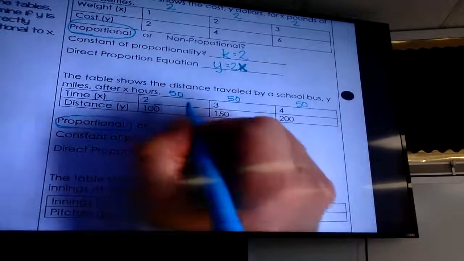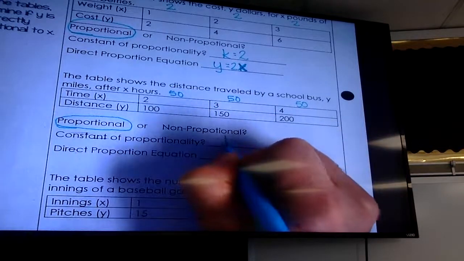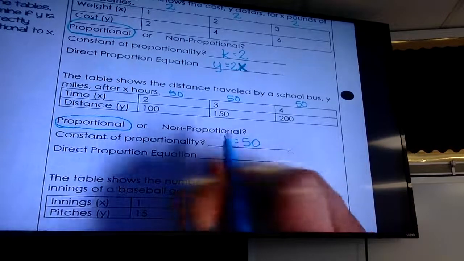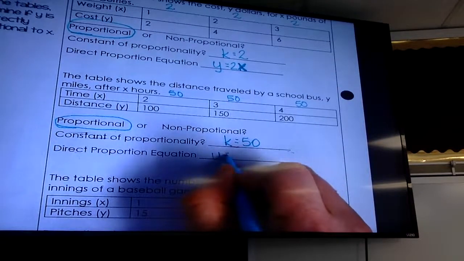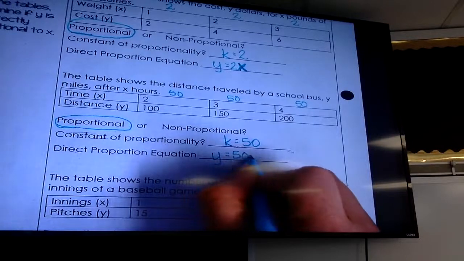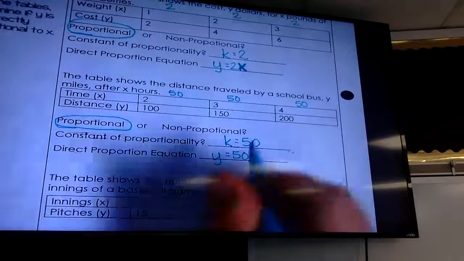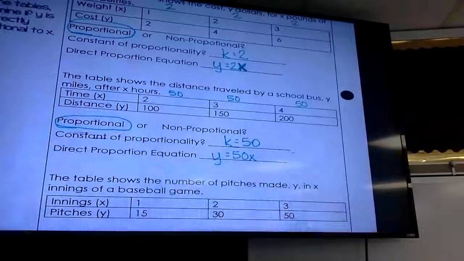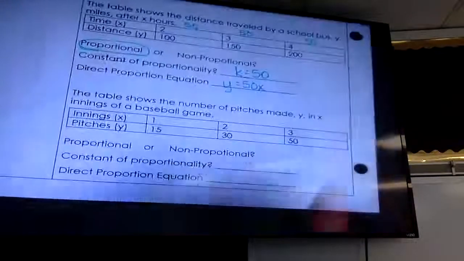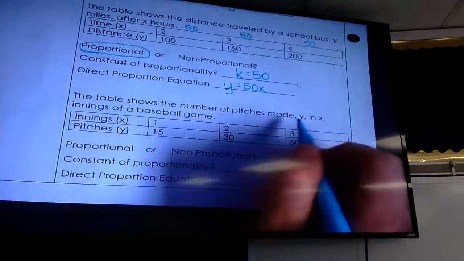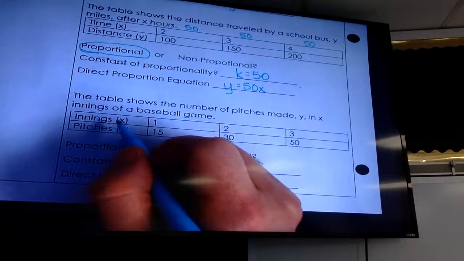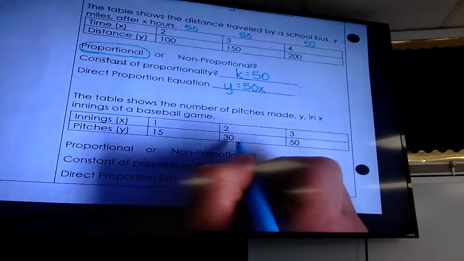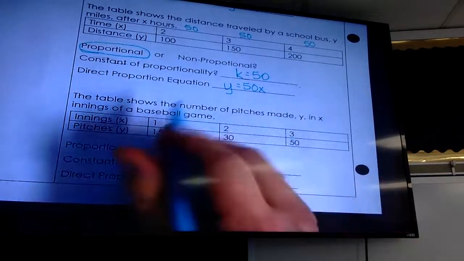My constant of proportionality, that's my unit rate. So I would say k equals 50. And then I plug that into my equation. So I would say y equals 50x. So that means I could plug any number in for x, and you should be able to tell me the y. Okay, last one. The table shows the number of pitches made, y, in x innings of a baseball game. So after 1 inning, 15 pitches, 2 innings, 30 pitches, 3 innings, 50 pitches.